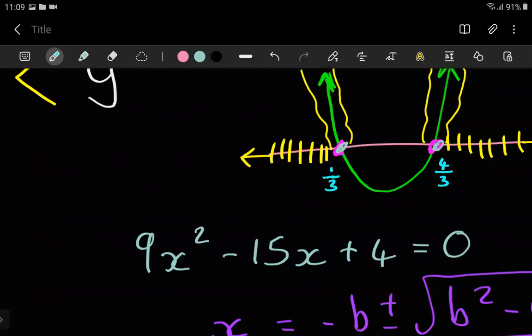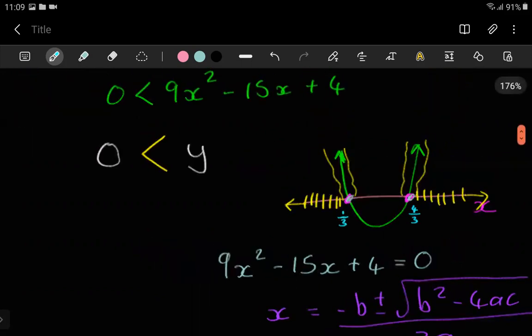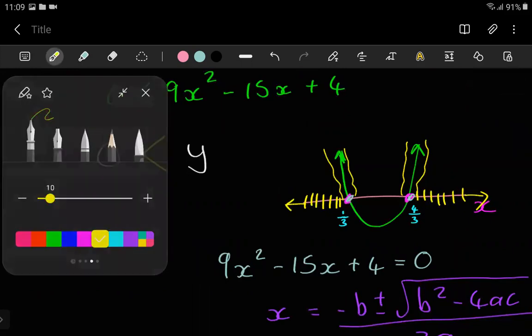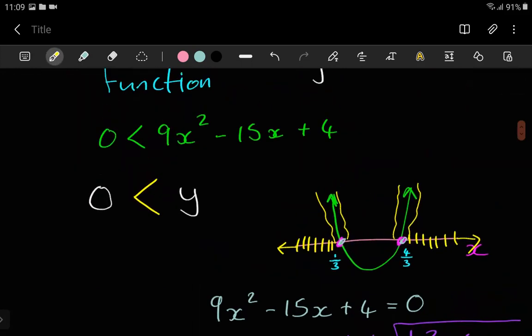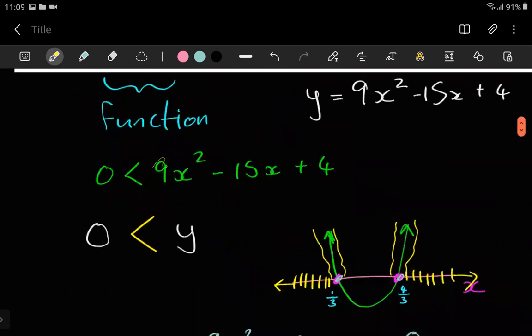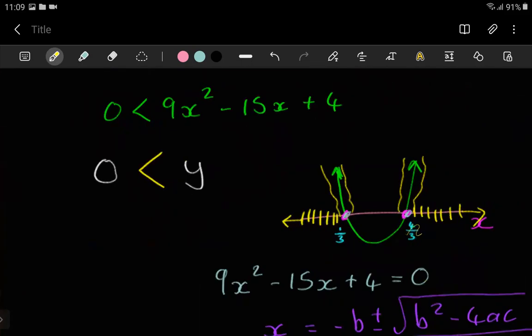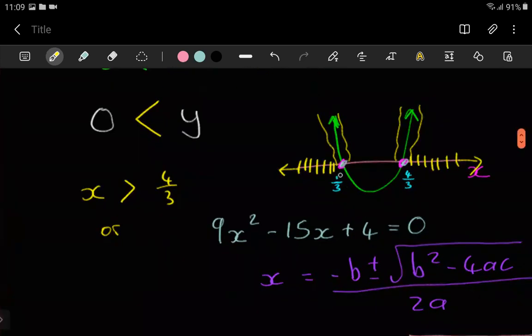You see it? Yes, I do. Yeah. So now you can answer your question. Now you can easily say the graph is above 0. You see the y values are above 0 where our x values are bigger than 4/3. So you're going to say x is bigger than 4/3, or our x values are below 1/3. x is smaller than 1/3.